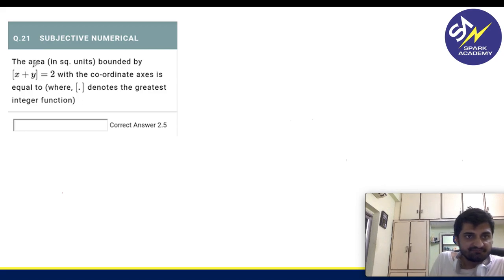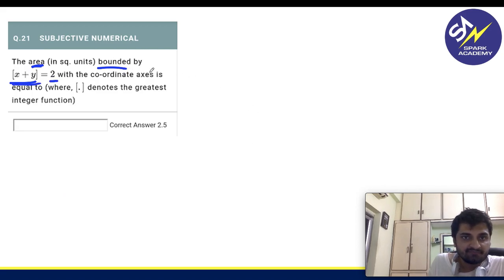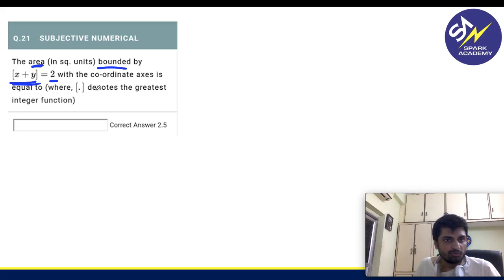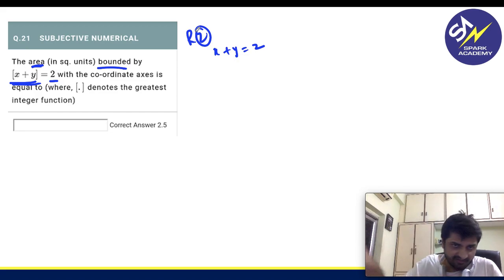Now observe, guys. The area bounded by the step of x plus y equals 2 with the coordinate axes is... Okay. So now can you tell me how to find this step of 2 basically? Basically, if you just have x plus y equals 2, step of x plus y equals 2. So this is again a little bit of calculation. So we'll keep it for round 2 because you need to draw here. There's no other option. There's no trick as such.